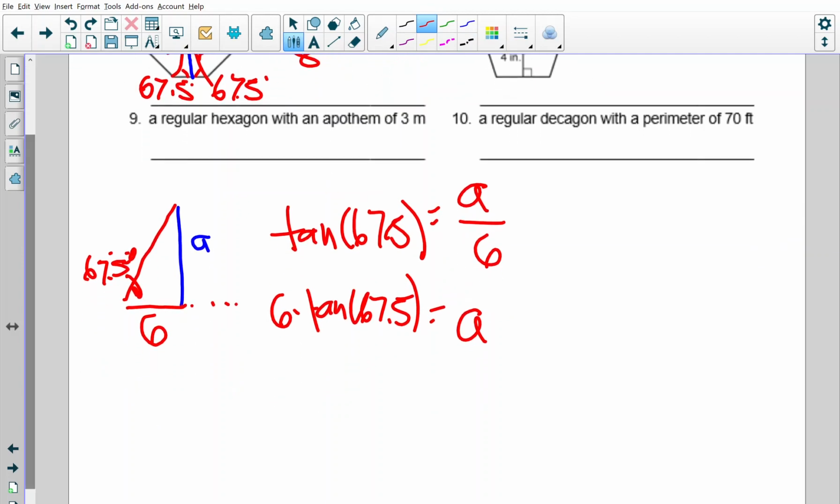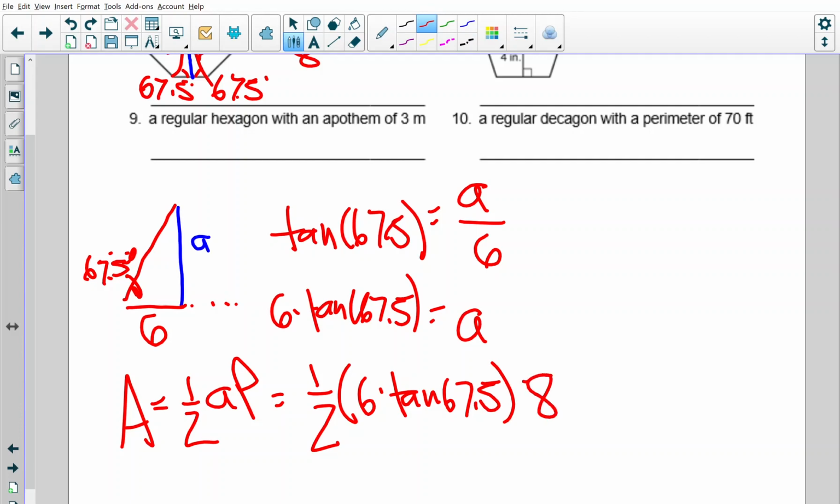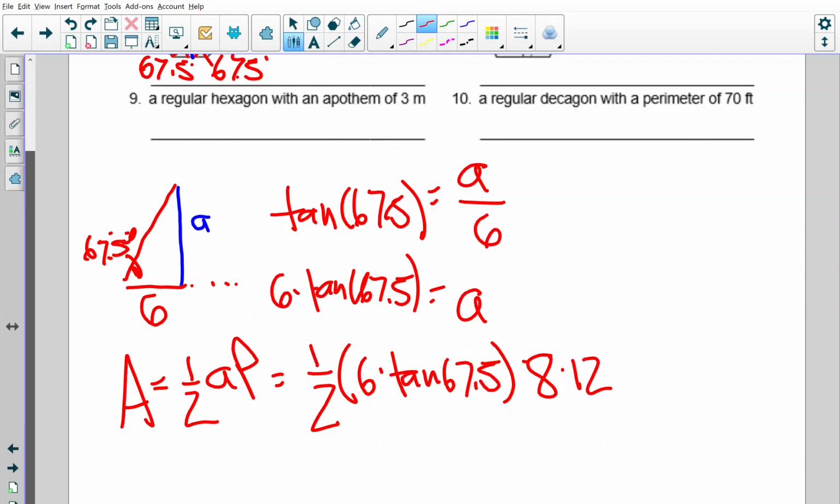Well, now that we know that the area is 1/2 times the apothem times the perimeter, which is 1/2 times 6 times tan of 67.5 times the perimeter, which was an octagon, 8 sides at 12 apiece. When you calculate all that out, you get, oh, I don't remember. Oh, I have a trick. Anyways, that's why I didn't write it down, so I remind myself.